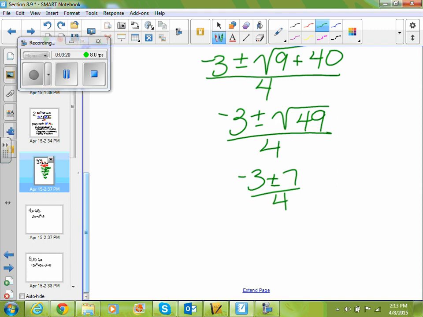What's negative 3 plus 7? 4. What's 4 divided by 4? 1. What's negative 3 minus 7? Negative 10. What's negative 10 divided by 4? Negative 2.5. So 1 and negative 2.5 are your two solutions. So far, so good.